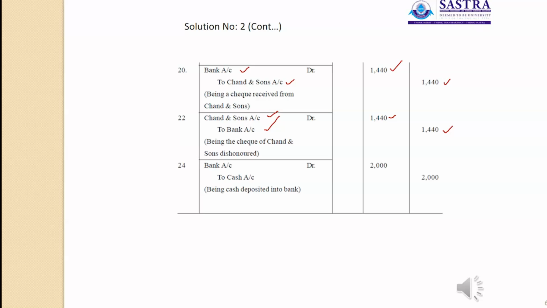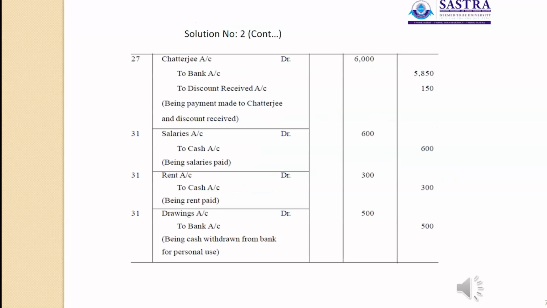Then last transaction is cash deposited into bank. So bank is a receiver, so bank account will be debited. Cash goes out of the business, so cash account will be credited. So journal entry for this transaction is bank account debit 2,000 to cash account rupees 2,000. The narration for this transaction is cash deposited into bank. Okay.